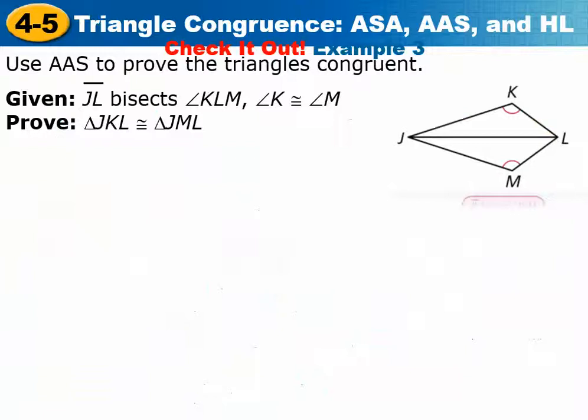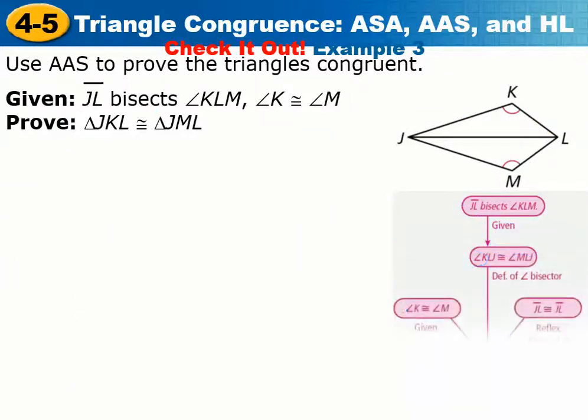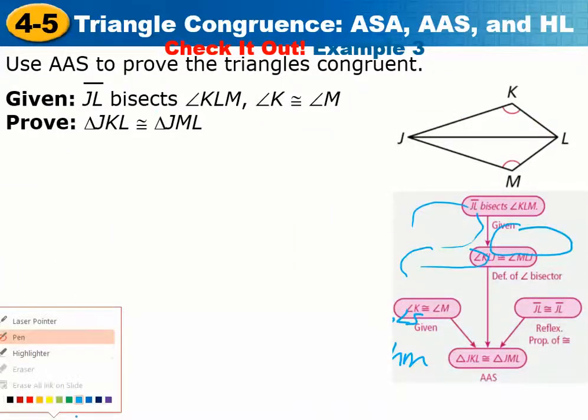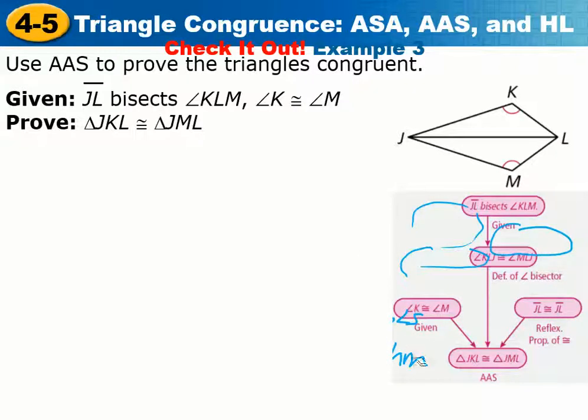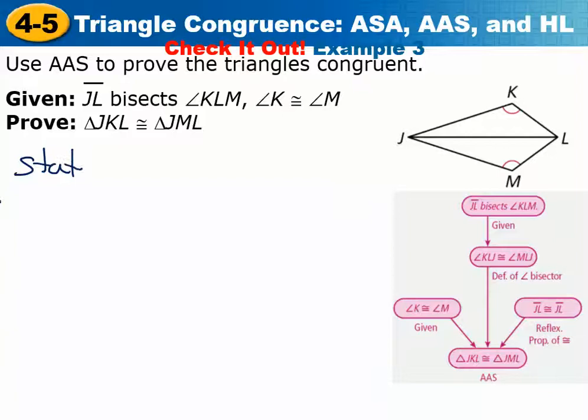All right. One more. I'm going to get a different color here. I don't know where that came from, left over from the last screen, I guess. Let's do one more. Okay, we are given that JL, this segment, bisects angle KLM. That's going to tell me that this angle will be congruent to this angle by the definition of angle bisector. We're also going to use that JL is congruent to itself. This proof is going to be a little easier to do than the last one. All right, so we're going to put our statements and our reasons.